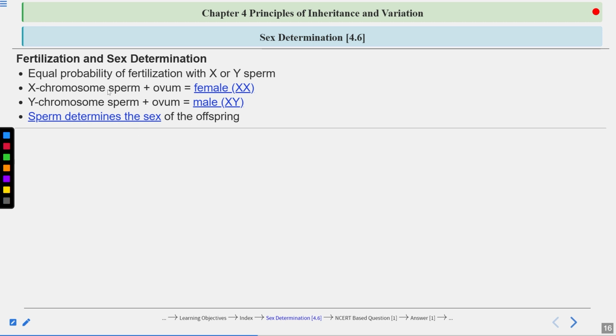Now one thing to remember here is that the sperm determines the sex of the offspring. So it is the male who determines the sex of the offspring in the case of humans. But usually females are blamed. Females are usually blamed if a female gives birth to a female child, but actually it is the male who determines the sex of the child, because males produce two kinds of gametes.